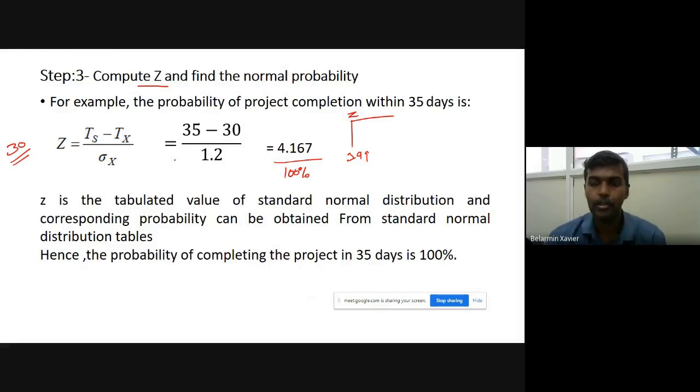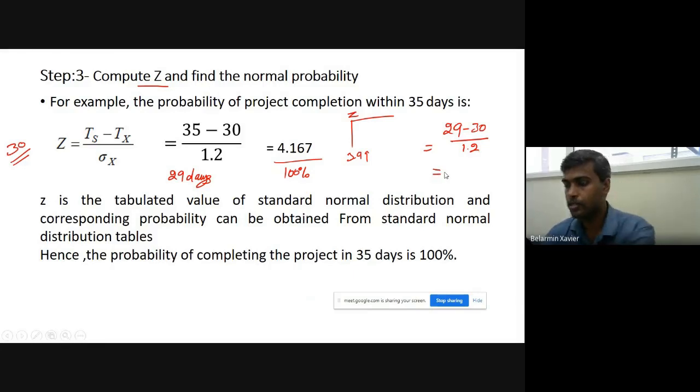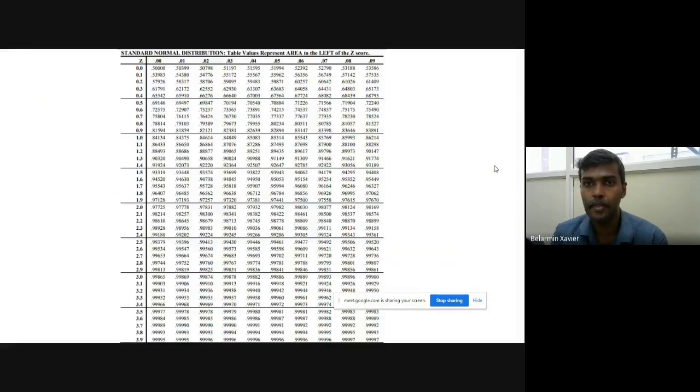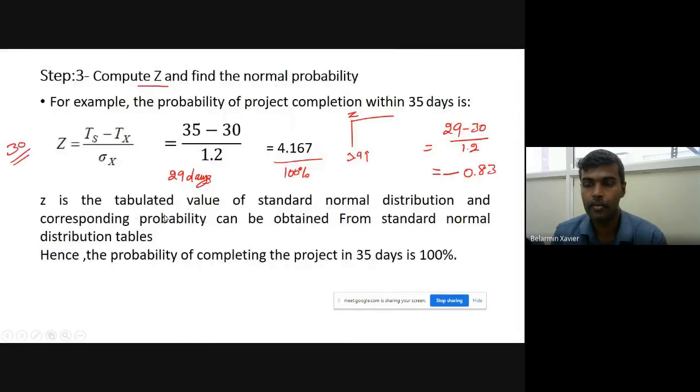So what will happen if I want to complete this particular activity in 29 days? What is the probability? For 29 days, we can calculate 29 minus 30 divided by 1.2. How much is it? You will get minus 0.83. So we have to find the value from the table, for the minus value.